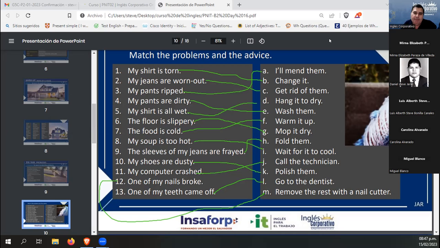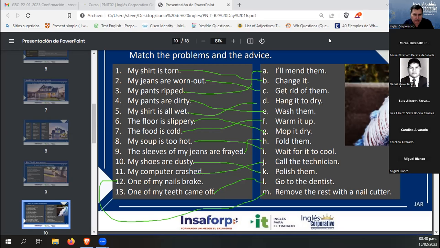I'll mend them. Change it. Get rid of them. Hang it to dry. Wash them. Warm it up. Mop it dry. Fold them. Wait for it to cool. Call the technician. Polish them. Go to the dentist. Remove the rest with a nail cutter.